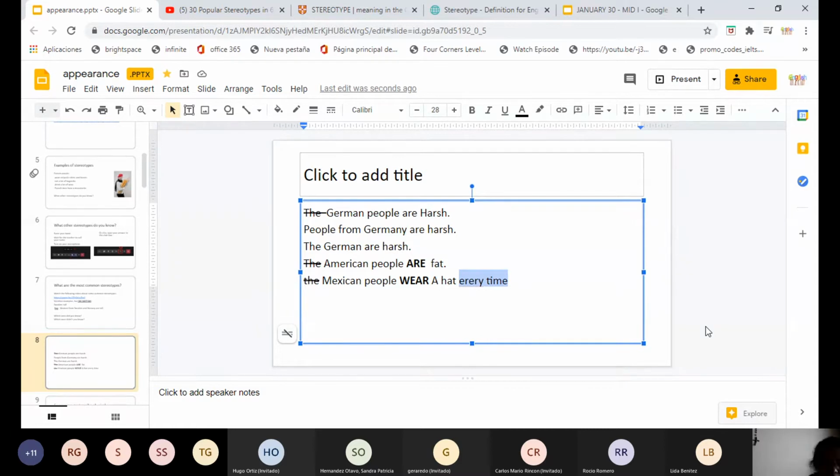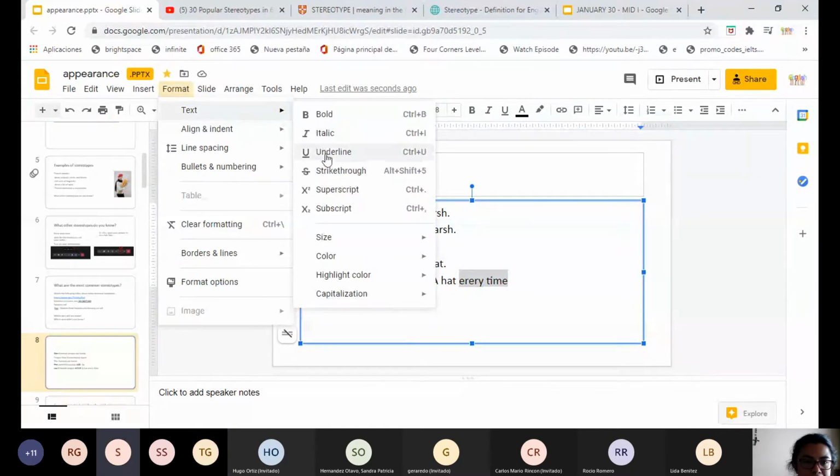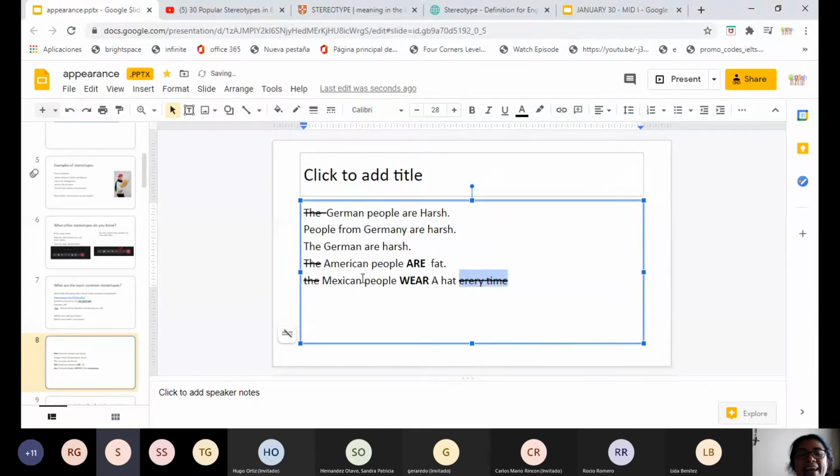No, it's better always. That's true. I agree. You can say always, or you can also say all the time. You can say exactly. So possibilities. Mexican people always wear a hat, or I'm going to write this as an option, okay? Or Mexican people wear a hat all the time. Okay? Two possibilities, but no every time, all the time.